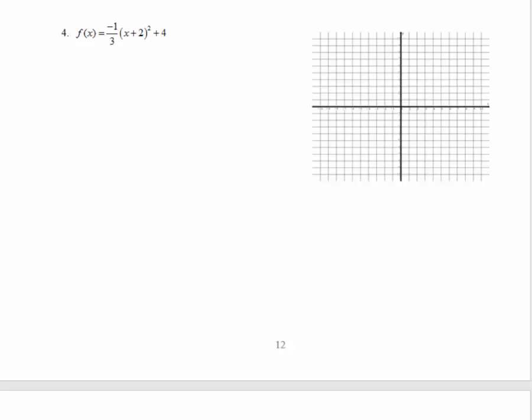Number 4, f of x equals -1/3 parentheses x plus 2 quantity squared plus 4. So this is in the new form. Well, let's go ahead and start with the directions. We need to find A, and A is -1/3, so it is less than 0. So again, this is going to open down. Alright, so we'll just make a note that we know our parabola opens down.